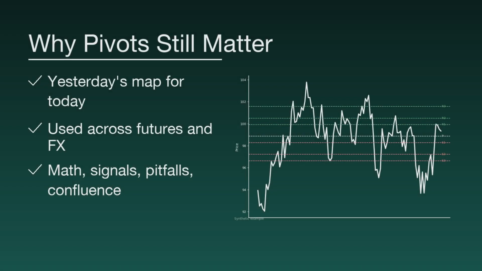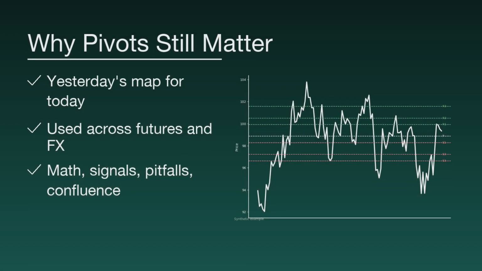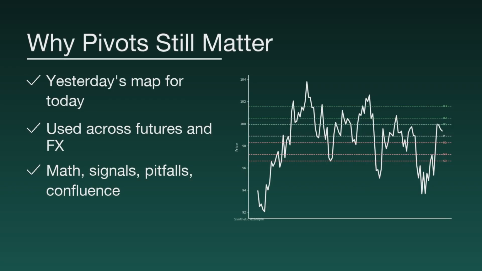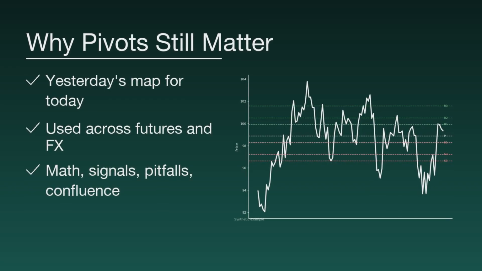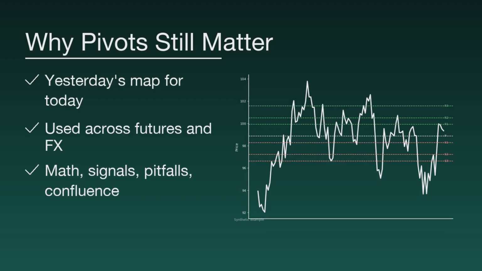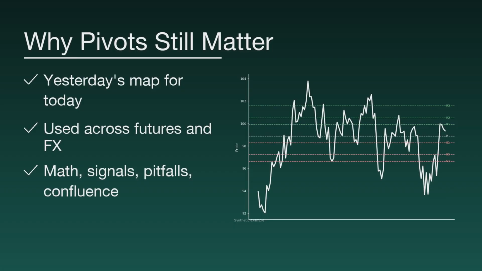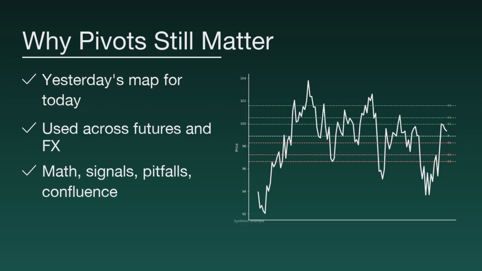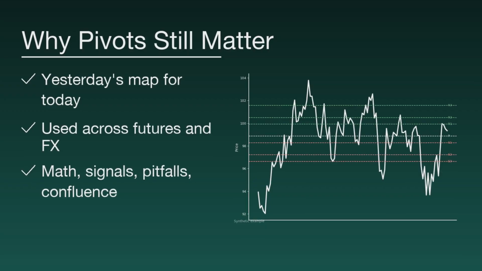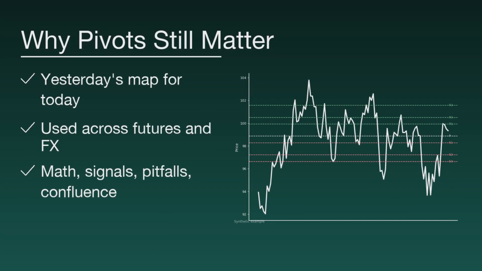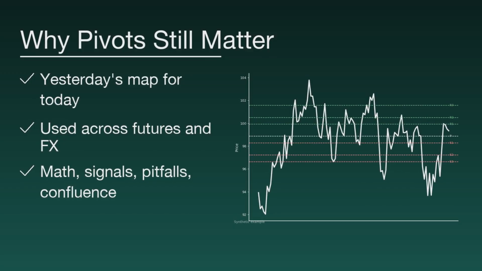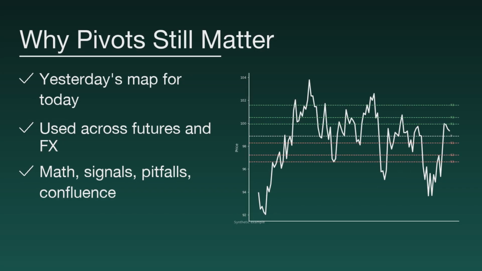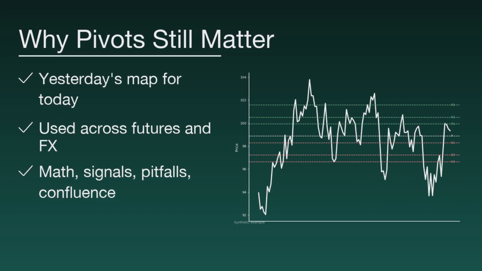Long before algorithms, floor traders needed a single sheet of paper telling them where the market should pause, reverse, or accelerate. They built it from yesterday's high, low, and close. That map is the floor trader pivot system, and even today it pins price on equity index futures, FX majors, and large-cap stocks with eerie consistency. In the next 7 minutes, we'll cover the math, the entries, the exits, the weaknesses, and how to layer pivots with other tools without fooling yourself.